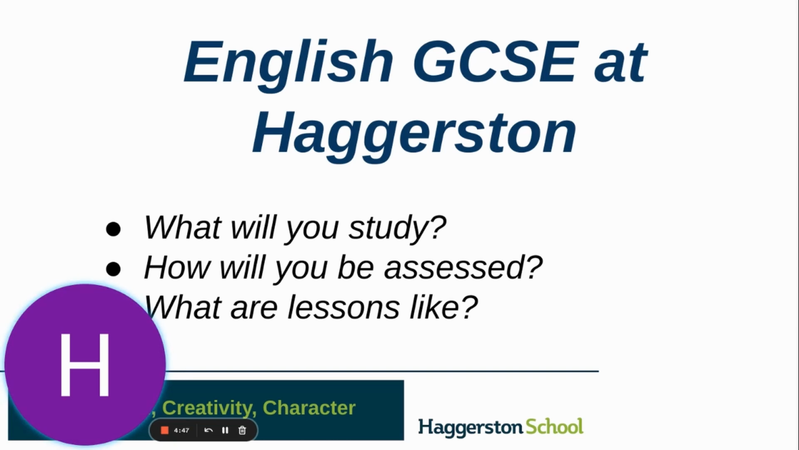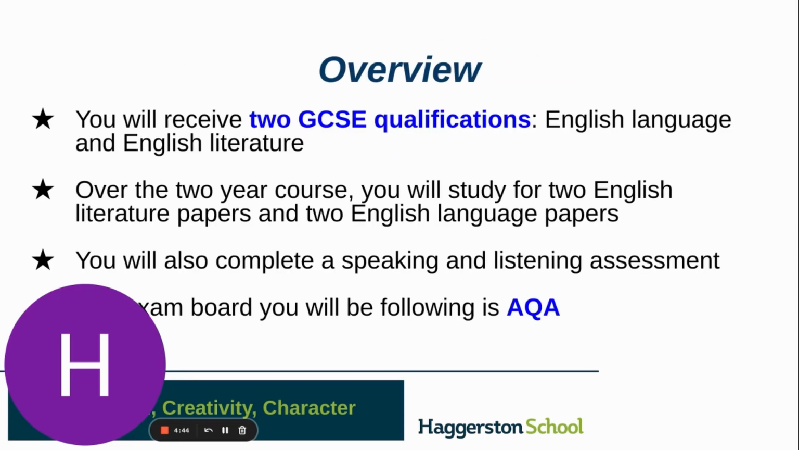of your English lessons. The first and very important thing to know about GCSE English is that you'll gain 2 qualifications, one in English language and one in English literature. To gain those qualifications, you'll study towards completing 2 exams for literature and 2 exams for language. So the course is 100% exam assessed.